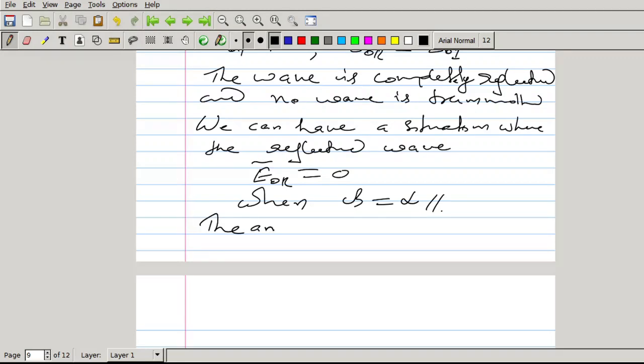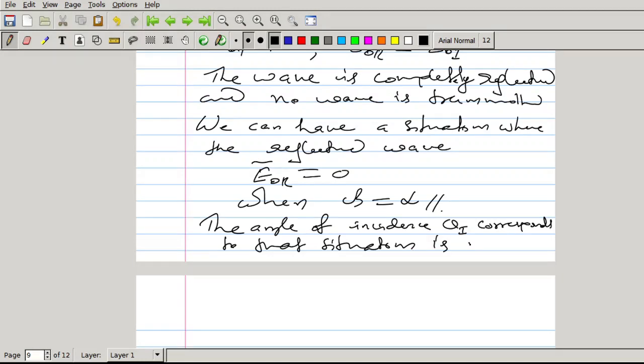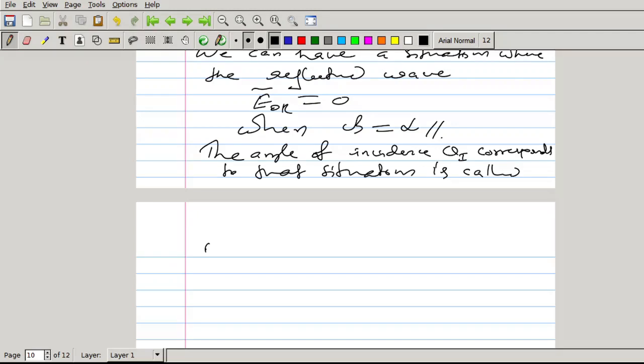The angle of incidence theta I that corresponds to that situation is called Brewster's angle, and we will denote that by theta b.